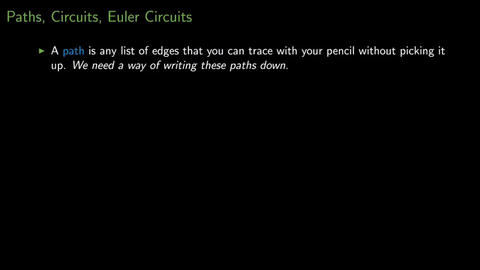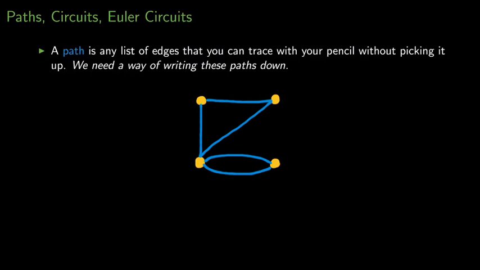Now we need a good system of writing these paths down, and you can develop your own if you like, but I like this system personally. Here's a sample graph. I've got 4 vertices, I've got 5 different edges. In order to talk about the different edges and describe the walk that we go on, I'm going to give all of the vertices names: A, B, C, and D.